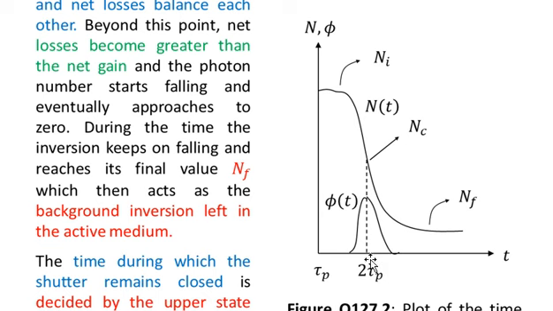This number of photons peaks at a value around 2 times tau p. And then the population inversion reaches its minimum value, which we call NF, the final population inversion value, which stays as the background population inversion in the cavity.